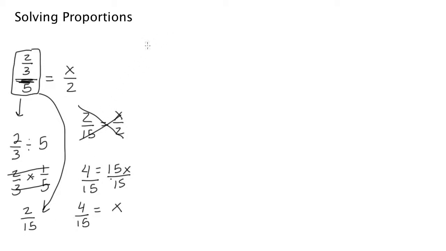Here's another way. 2 over 3 over 5 equals x over 2. So one way of doing this is, hey, sometimes instead of cross multiplying, there's another way of doing it. Like for example, I want to get rid of this 5, right? So I could multiply both sides by 5. I'm not doing anything to the equation. I'm just multiplying both sides by 5 so that I can get rid of this denominator. That becomes 2 over 3.